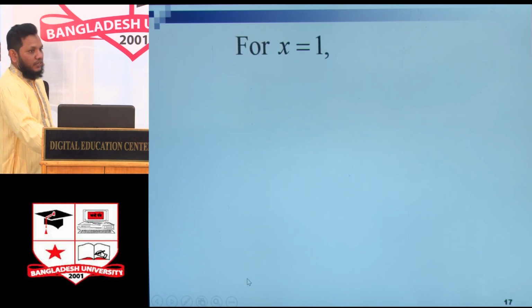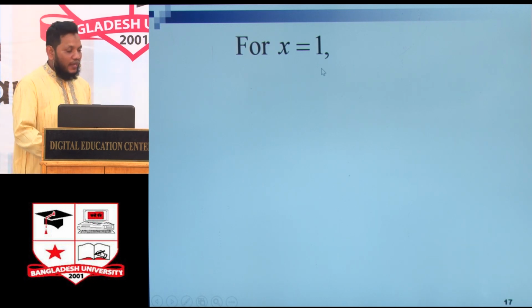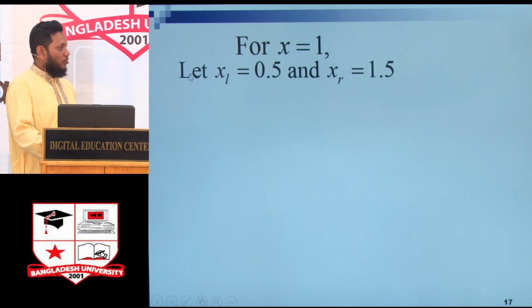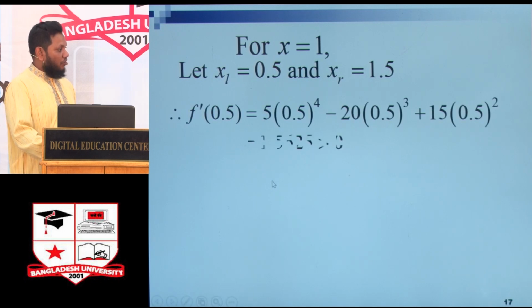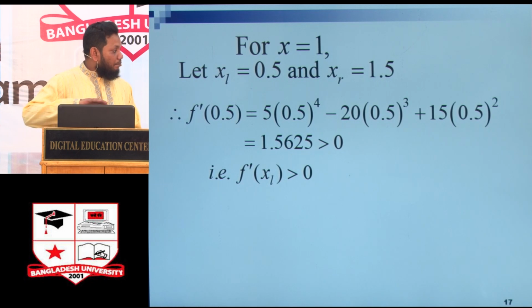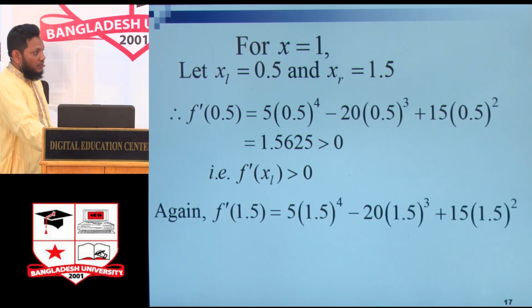Now we can consider another point. There are 3 stationary points here. We consider the stationary point x equal to 1, and we take xl as 0.5 and xr as 1.5. So f prime 0.5 is positive, as you already checked, so we can say f prime xl is positive here. When f prime xl is positive, on the left side, we may get a maximum or a point of inflection.